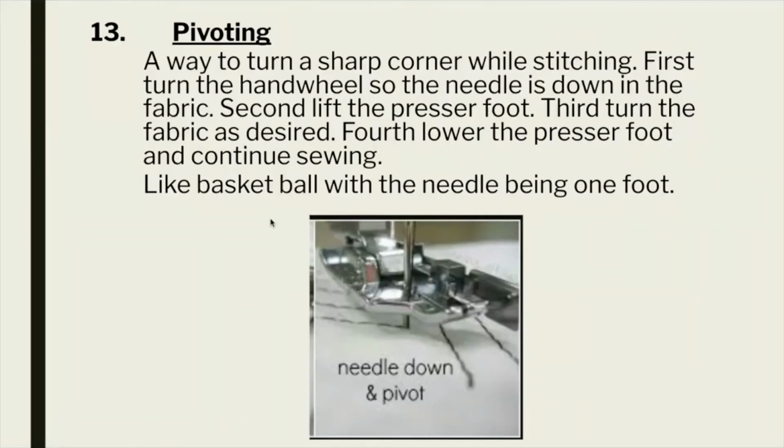Pivoting is a way to turn a sharp corner when stitching. Basically, it's like in basketball when you pivot. You plant one of your feet and then you can spin back and forth all you'd like. To do it in sewing, you first turn the handle so the needle is down in the fabric, you plant the needle, then you can lift up your presser foot and turn your fabric to where you need it to be. Don't forget to lower your presser foot again, and then you can continue sewing on your merry little way.